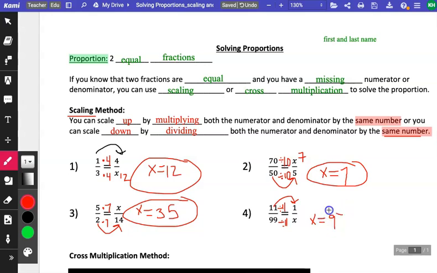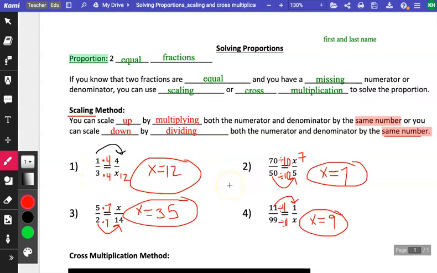So that's the pattern with scaling: you're either going up and multiplying by the same number, or you're decreasing, so you're dividing by the same number. It's important that you divide both the denominator and numerator by the same number, and you multiply both the numerator and the denominator by the same number, so that the new fraction is equivalent to the original fraction.